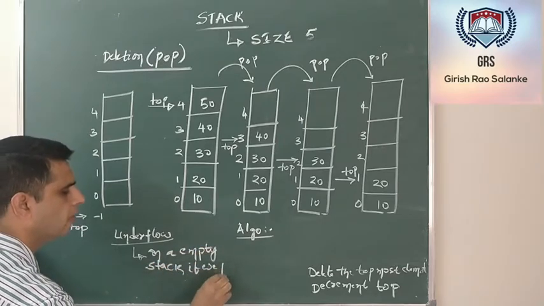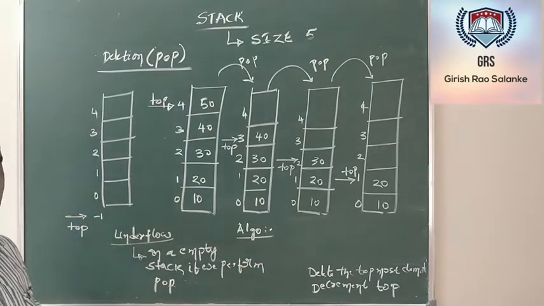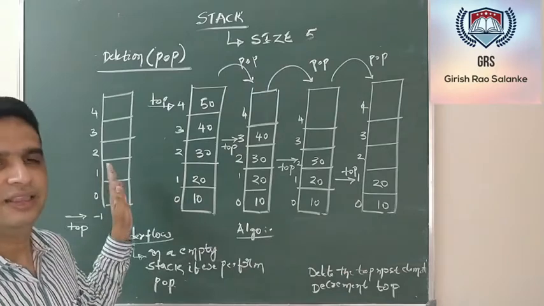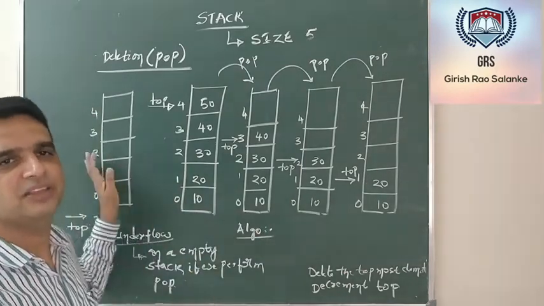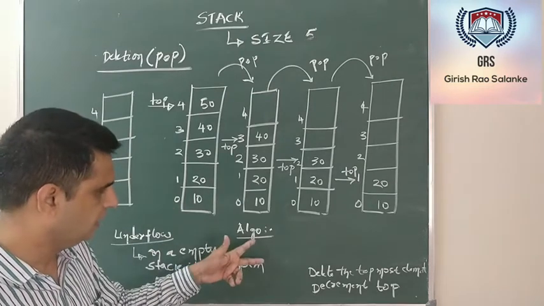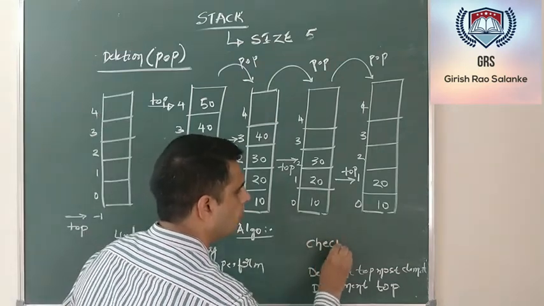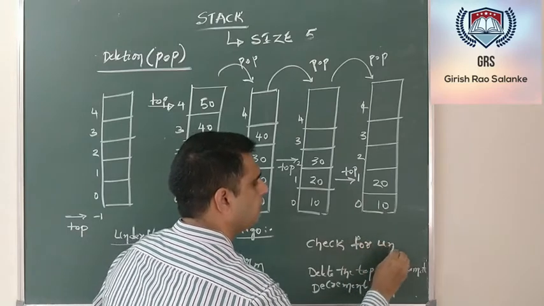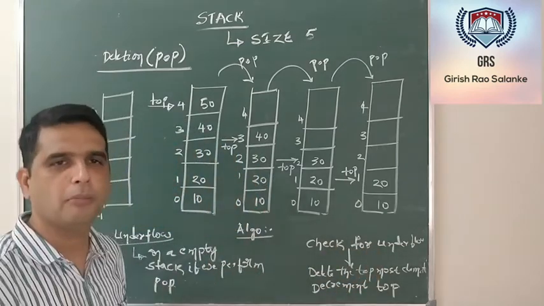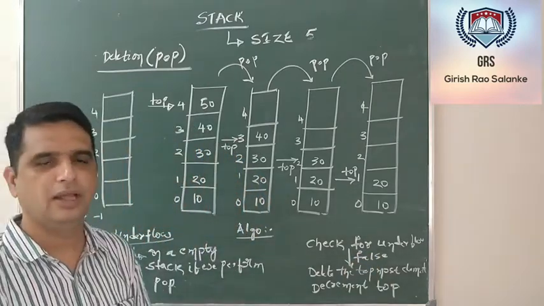If we perform pop on an empty stack, then it is termed as underflow. So note that whenever you are performing a pop operation, first you should check whether there are some elements in the stack or not. On an empty stack, if you perform a pop operation, it is not going to fetch you any element. So before performing the pop operation, the first thing is to check for underflow. If underflow is true, then you can't perform the pop operation. If underflow is false, then only you can perform the deletion or the pop operation.